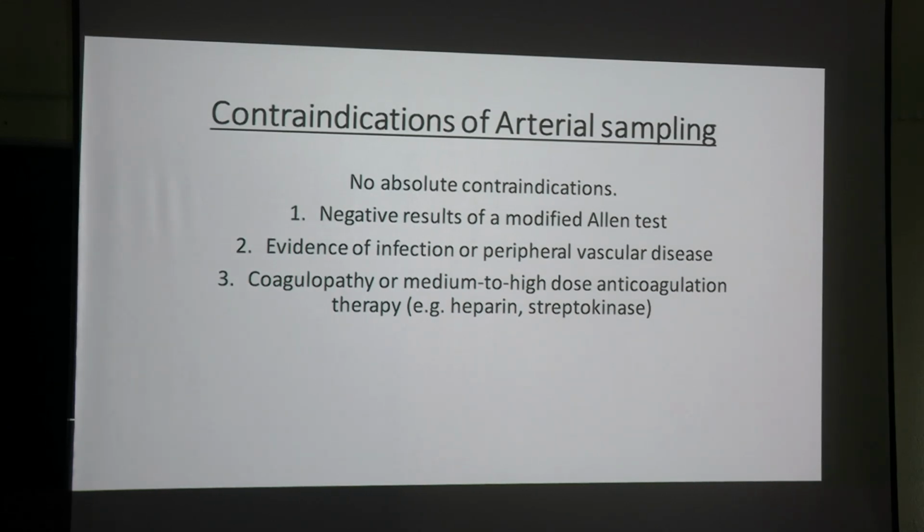Normally we do ABG from where? From the radial artery. Suppose there is some superficial or deep abscess, so that is a relative contraindication for collecting an ABG sample. And number 3, coagulopathy or medium to high dose anticoagulation therapy. Suppose the patient is on high dose heparin or streptokinase, then that is a relative contraindication of doing ABG.